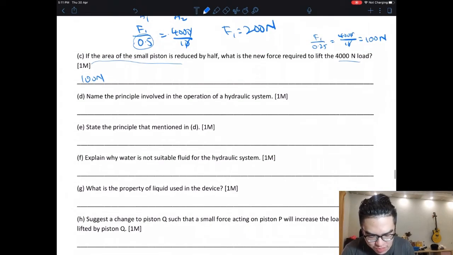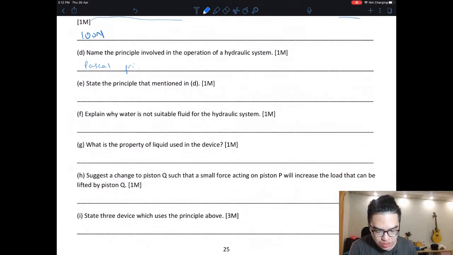Name the principle. Pascal's principle. Write yourself. State the principle. What the principle says. Pressure is the same in a hydraulic system.